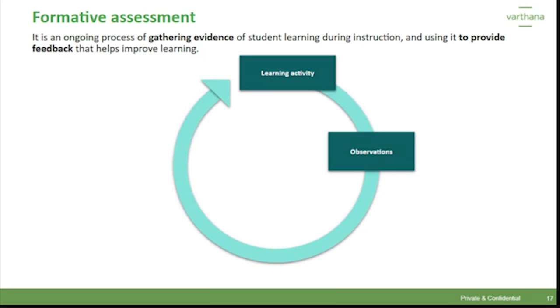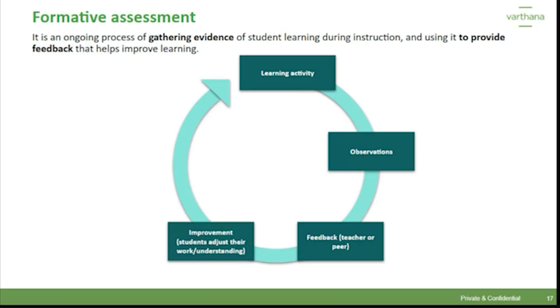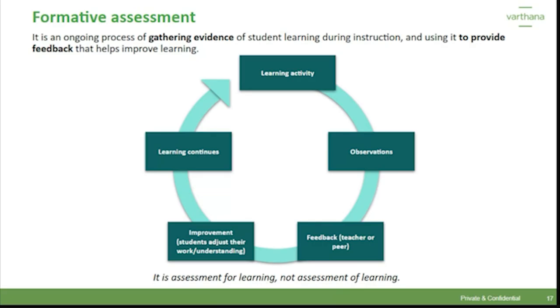So first the learning activity, then observation, then we provide immediate, actionable feedback according to whatever observation has been made. Then students use this feedback to make improvements in the particular task which we have given, and the cycle of learning continues. So it is not one time but a constant loop where teaching and learning inform each other. At the end, you can see the quote here: it is assessment for learning, not assessment of learning.